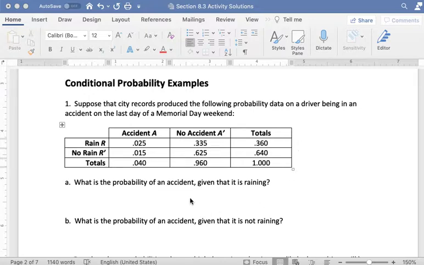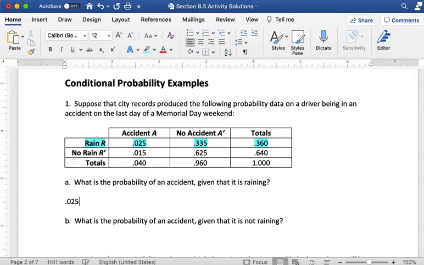So the first question says, what is the probability of an accident given that it is raining? Given that it is raining, that means that I am restricting myself to looking at the rain row of the table. So the probability of being in an accident is 0.025, and I'm going to divide that by the total probability of raining, which is 0.360. And when I divide those on a calculator, I get 0.0694, or 6.94%.